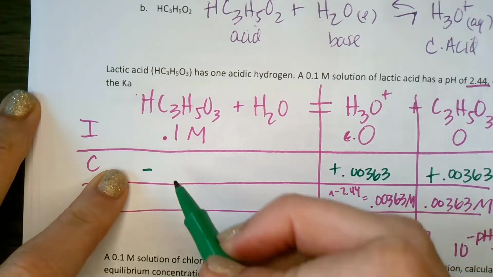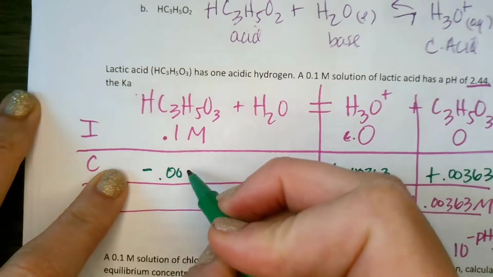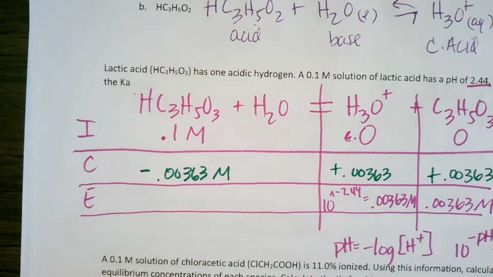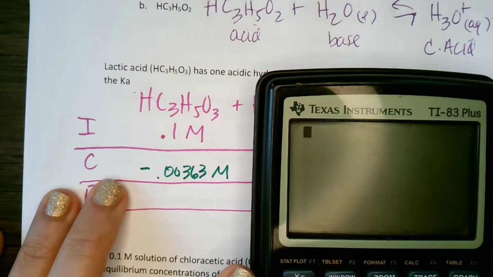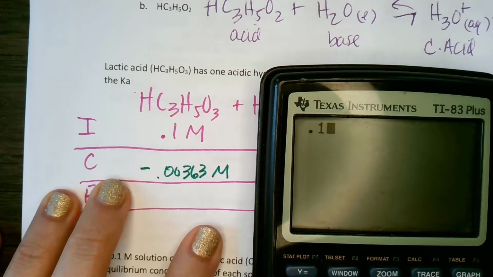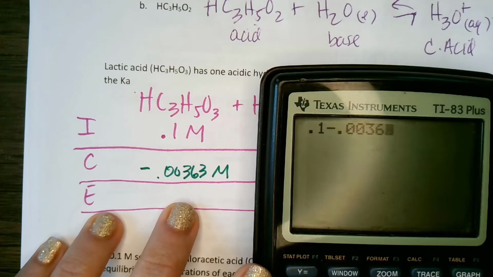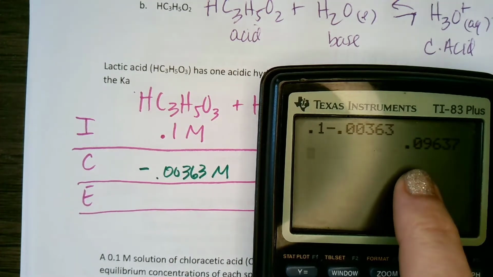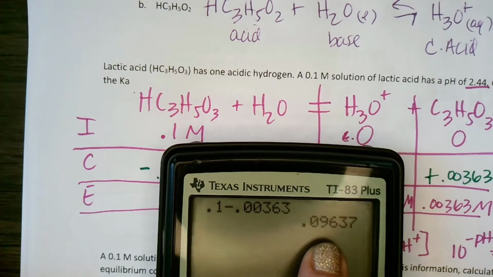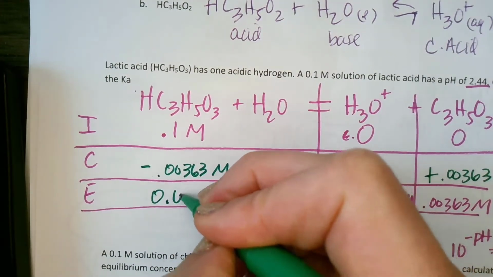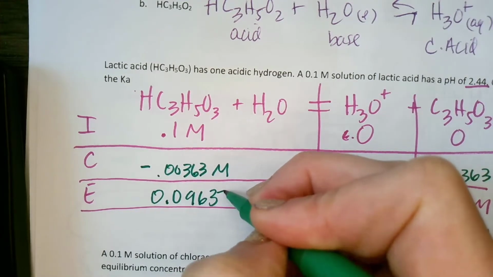So I'm minus 0.00363 M. So let's figure out what our original acid is at equilibrium. So 0.1 minus 0.00363. And we can see at equilibrium, here is my concentration. So 0.09637.